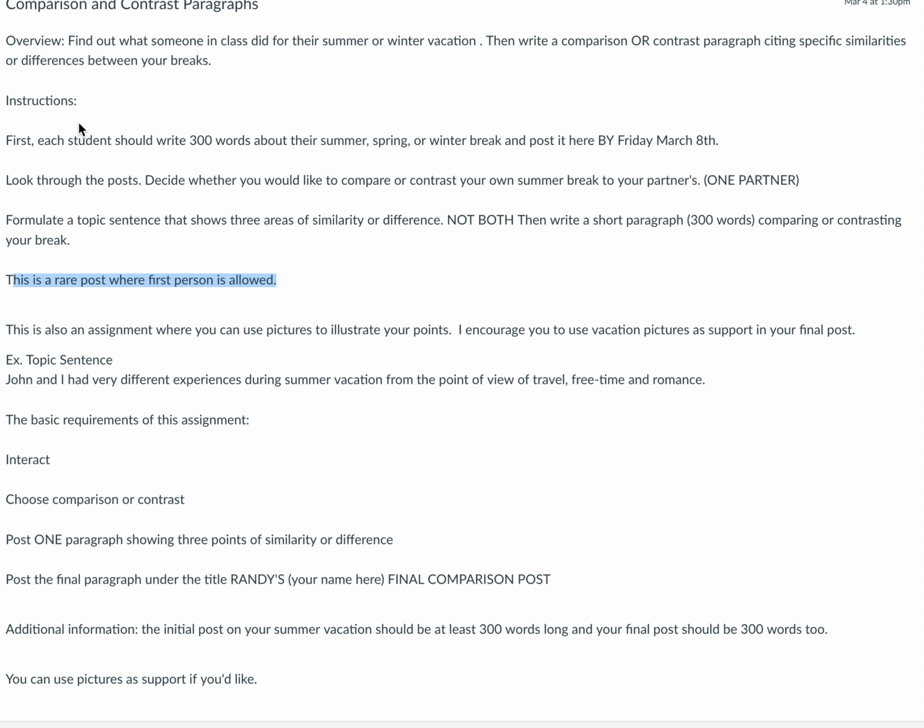Example topic sentence. Now, I gave you one off the top of my head, but here's one here. John and I had very different experiences during summer vacation, from the point of view of travel, free time, and romance. So they had different romantic encounters, they had different free time, and maybe they traveled by train or by plane or something like that, different mode of travel perhaps.